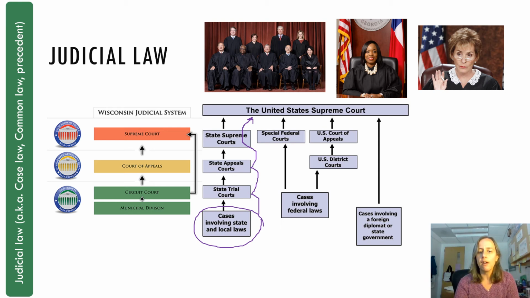So in Wisconsin, what those state courts look like is kind of off to the left there. But then, of course, there are federal laws, right? So we have state laws and we have federal laws. And so if it's federal law, it's going to go to the U.S. District Courts. If you appeal it, it goes to the U.S. Court of Appeals. And then if you appeal it again, it goes to the Supreme Court. So that's how that all works.